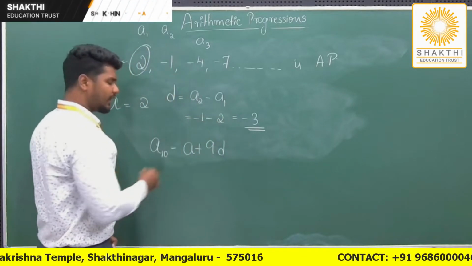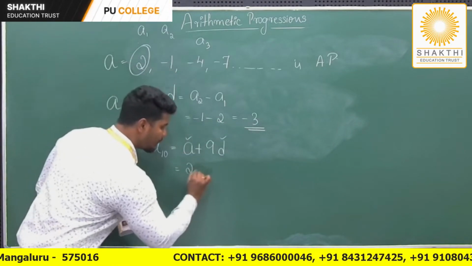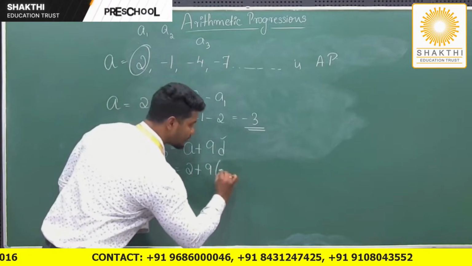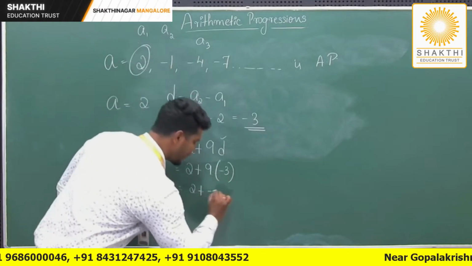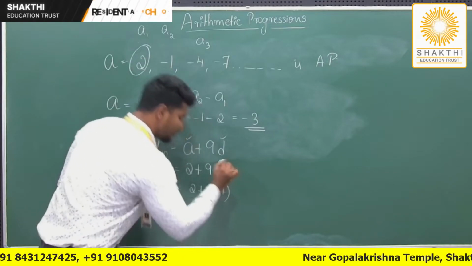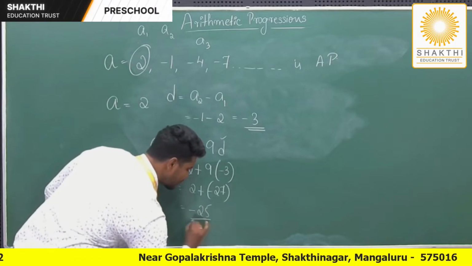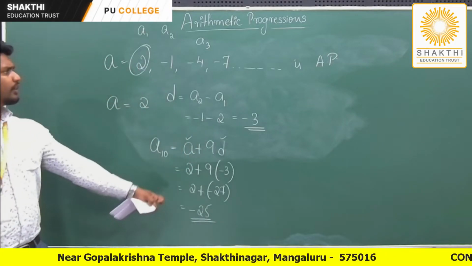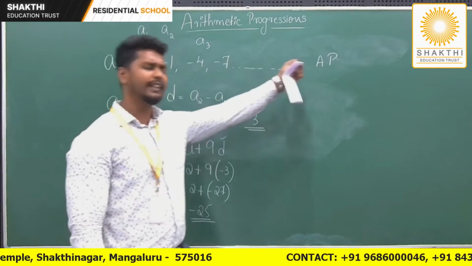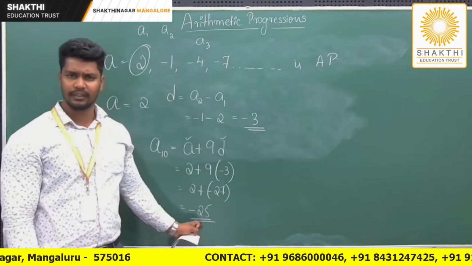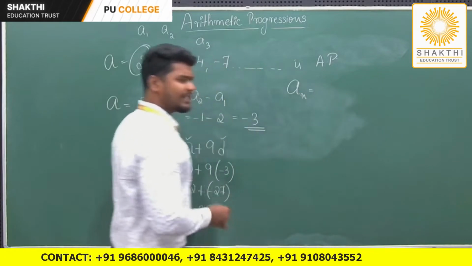A plus 9D. Now knowing the values of A and D, we have A equal to 2 plus 9 into D, which is minus 3. So we have 2 plus 9 into minus 3, which is minus 27. 2 plus minus 27, the answer is minus 25. So the 10th term of the arithmetic progression 2, minus 1, minus 4, minus 7 is minus 25.